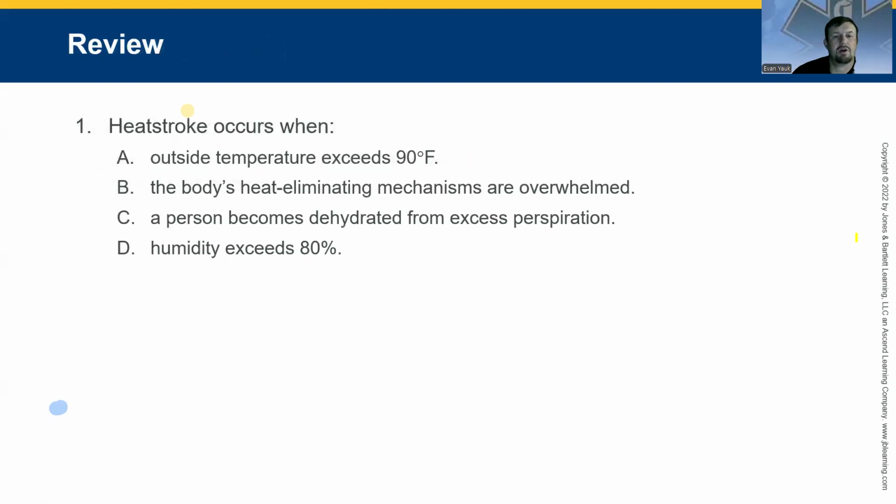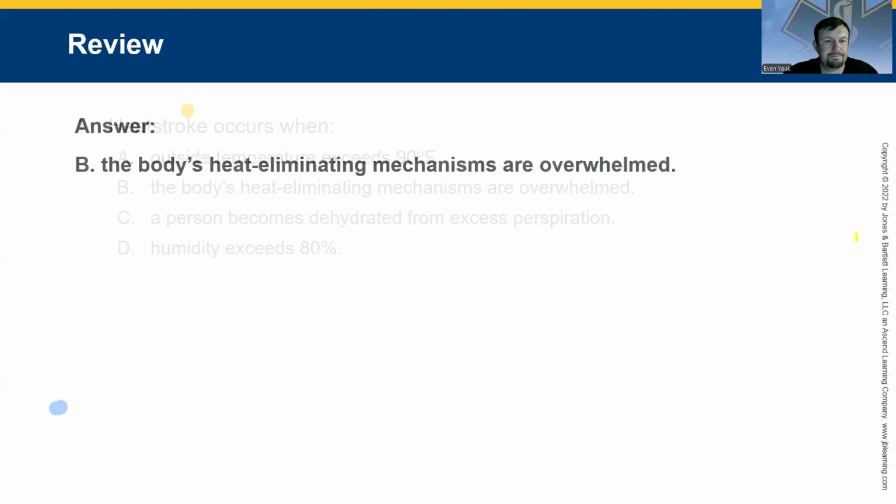So heat stroke occurs when outside temperature exceeds 90, the body's heat eliminating mechanisms are overwhelmed. A person becomes dehydrated from excess perspiration, or the humidity exceeds 80. So when we hit heat stroke, we quit sweating because our mechanisms are overwhelmed. We're shorting out, right? So I'm going to say B.